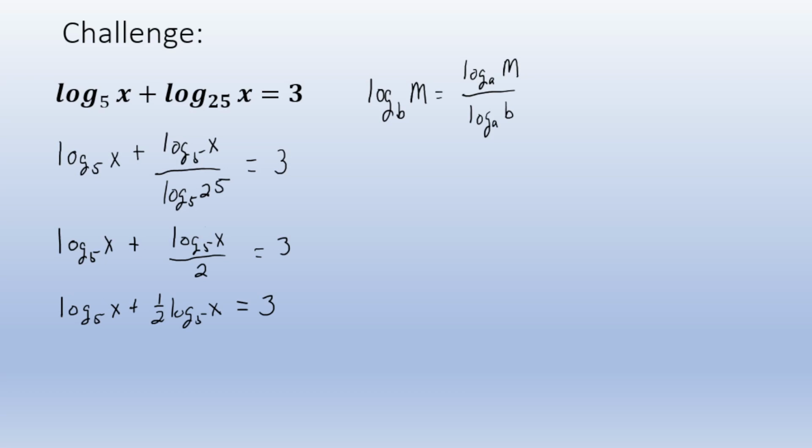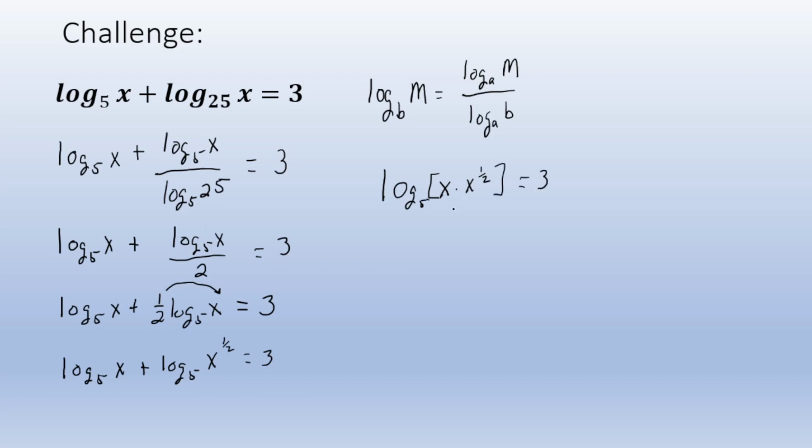Now we can go about the process of condensing this into a single logarithmic term. First, however, we need to deal with the coefficient of 1/2. We can use the power rule to bring that coefficient up and make it a power of x to get the log base 5 of x plus the log base 5 of x to the 1/2 power equals 3. And now use the product property to condense the terms. This gives us the equation log base 5 of x times x to the 1/2 power equals 3.